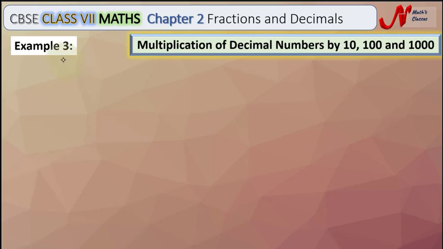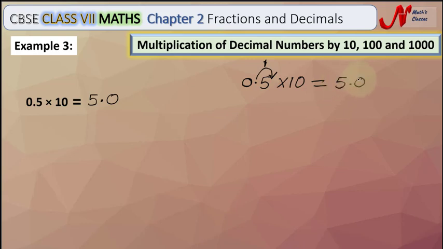Now we discuss one more example about multiplication of a decimal number by 10, 100 and 1000. Here we multiply 0.5 with 10, which can be written as 5.0, because when we multiply 0.5 with 10, here we have one zero, so we shift the decimal point one place to the right. So in the result we can write 5.0.